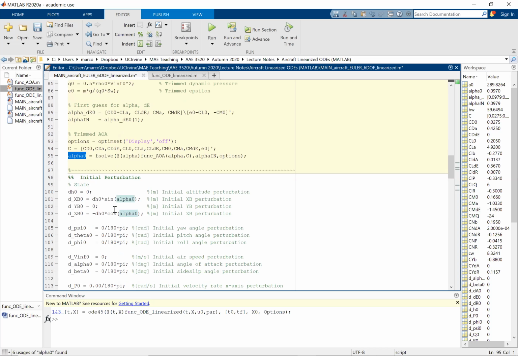Now we have to specify the initial conditions in terms of perturbations, because now we are going to simulate the perturbed flight. So we have to specify all the perturbations in all our states and controls. So for now, I'm going to put everything equal to 0.